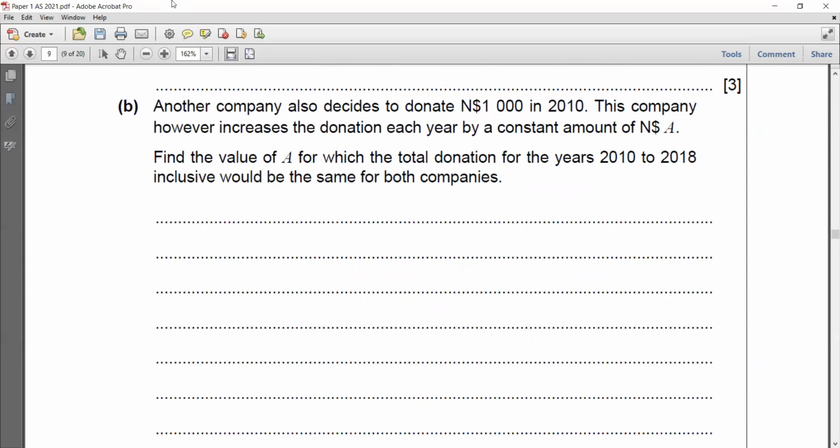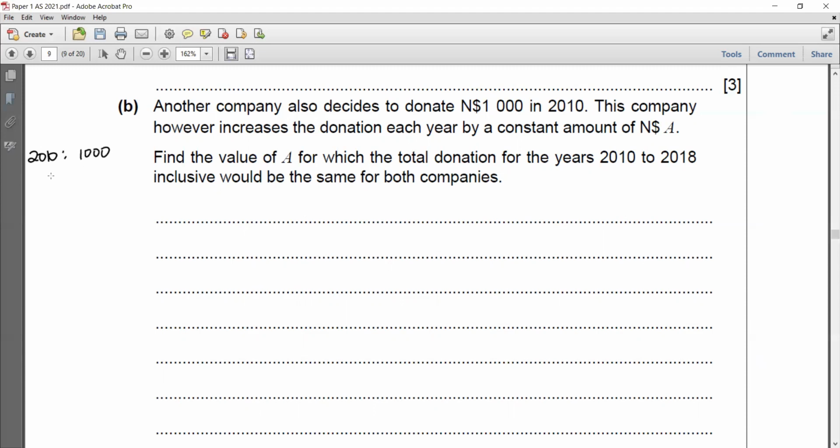Then we're told that another company also decides to donate $1,000 in 2010. The company, however, increases the donation each year by a constant amount of A. So here, again, already in our minds, we should go up, because the first one was a sequence. This one should also be a sequence. So you can see that in 2010, they also gave 1,000.